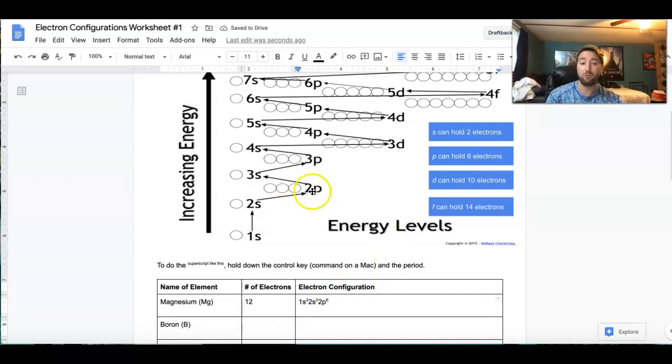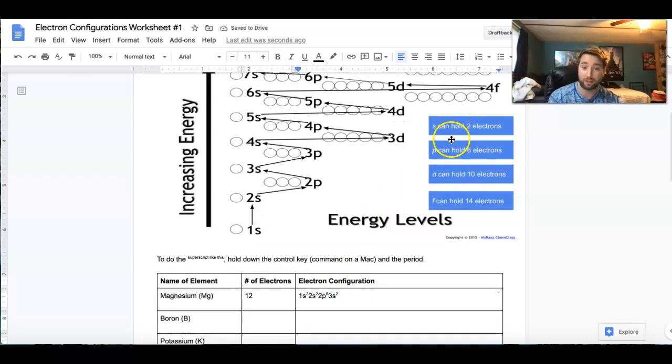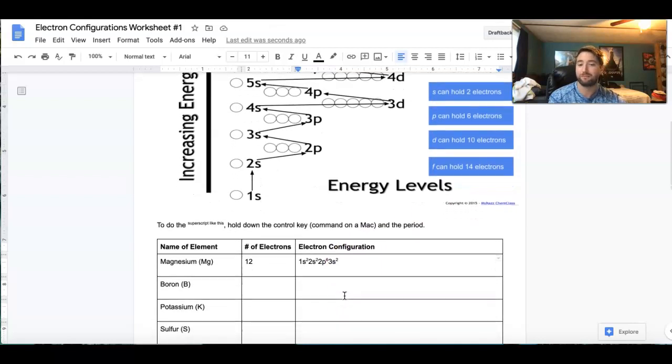And after 2p comes 3s. So I'm going to put 3s. How many electrons do I have left over? I've got 2 plus 2 is 4, 4 plus 6 is 10. So now I have 2 left over to give out, so I'm just going to put the last 2 into this S, because S can hold 2 electrons. And there's your electron configuration for magnesium.